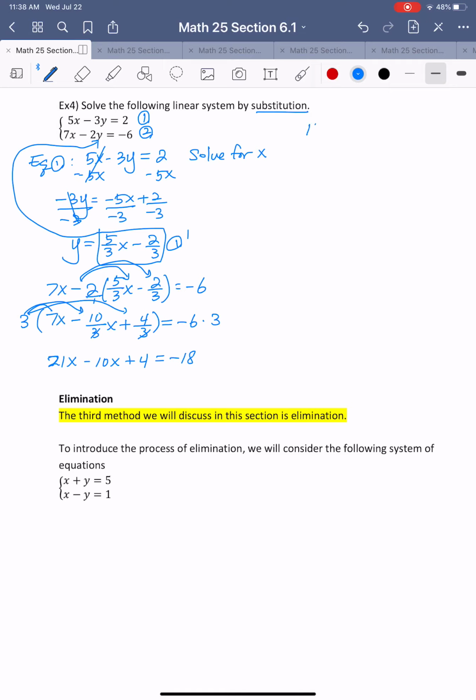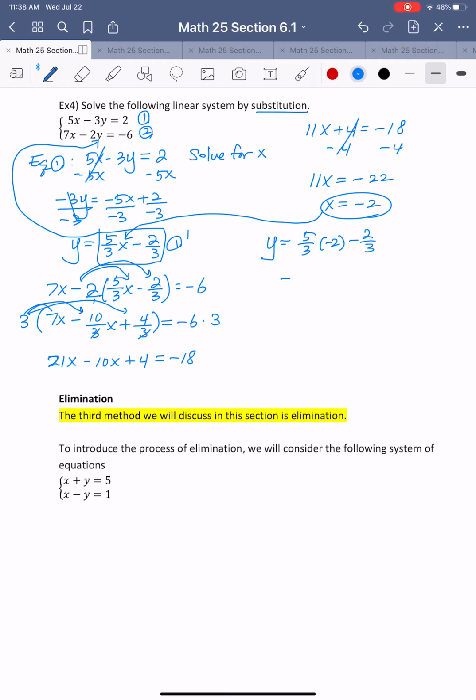Now I have 11x plus 4 equal to negative 18. Subtract 4 from both sides. I got 11x equal to negative 22. And divide by 11: x equal to negative 2. Now I'm going to substitute the negative 2 into here. So for y, 5/3 of negative 2 minus 2/3. I got negative 10/3 minus 2/3, which is negative 12/3, which is negative 4. So your solution comes out as negative 2 and negative 4. So when you're graphing this, I don't think that's that bad, okay?